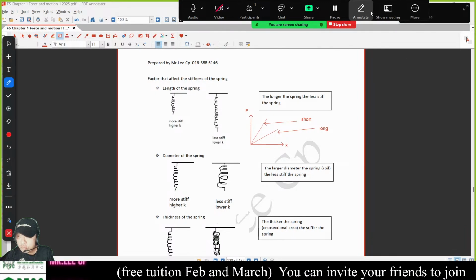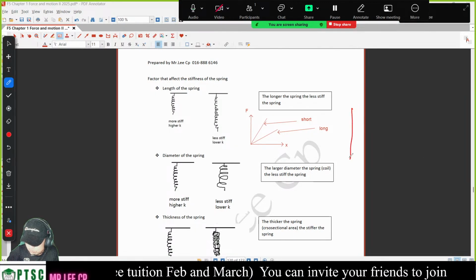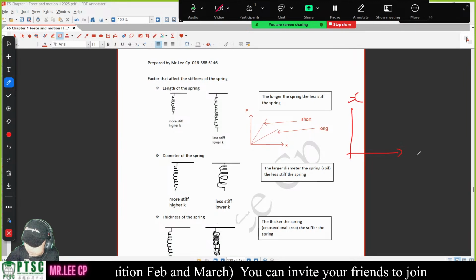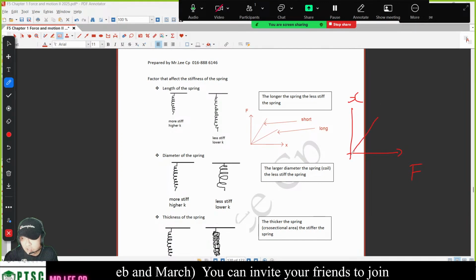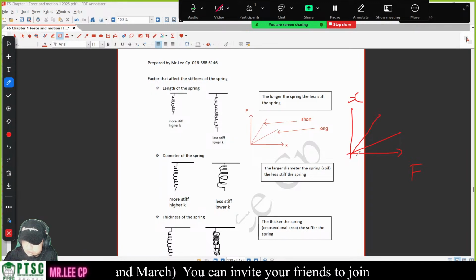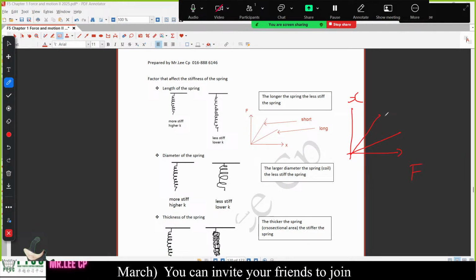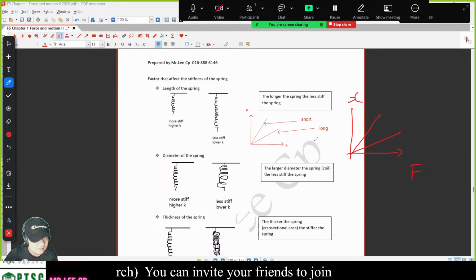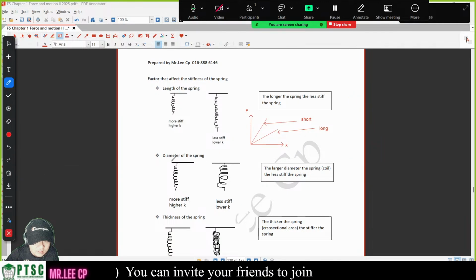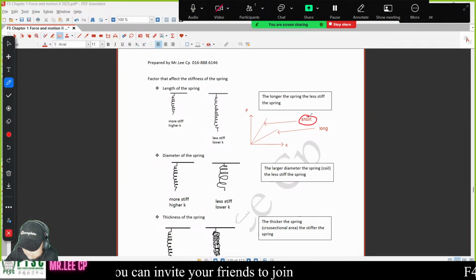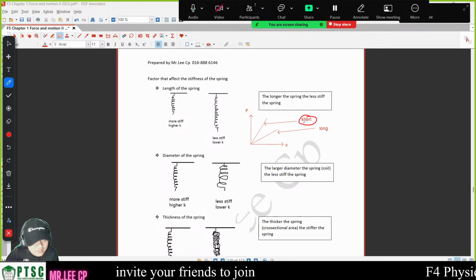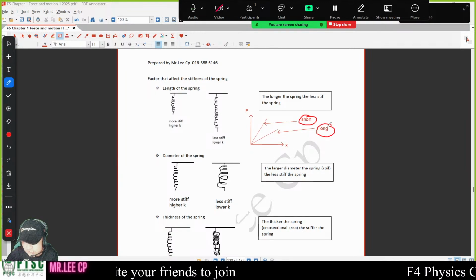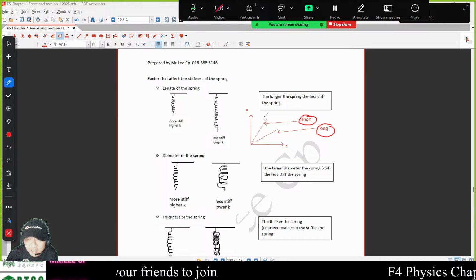Of course, if the question comes this way, with X and F the other way, it is another story. Terbalik. It means the longer the spring, this one is stiff and this one is less stiff. Short is stiff. The gradient high, it is more stiff.